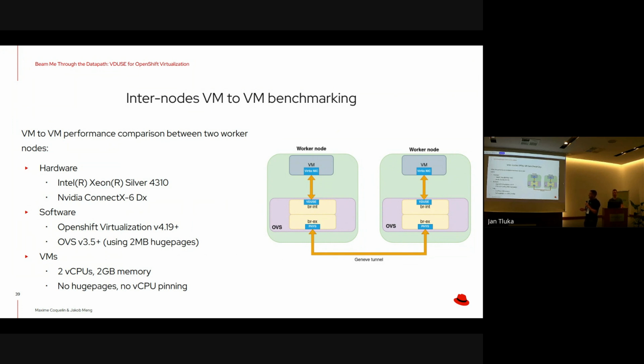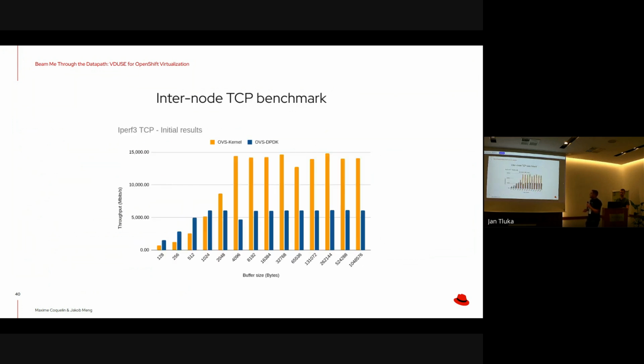The base for this benchmark is OpenShift 4.19 plus some patches that were needed to bring this POC up. OVS is 3.5 plus some fixes and optimizations that I will mention after. And our classic VMs are not really tuned. We have two vCPUs, 2 GB of memory, no huge pages, and no vCPU pinning. So first, let's start with the internode TCP benchmark.